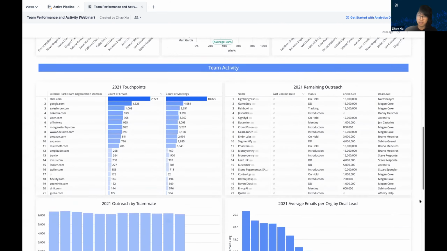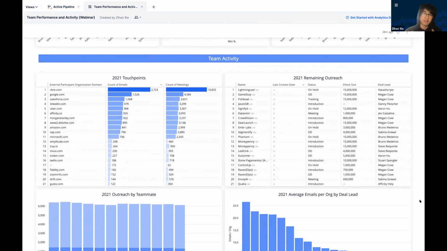Moving on a little bit further, we have the new team activity data that I was talking about.